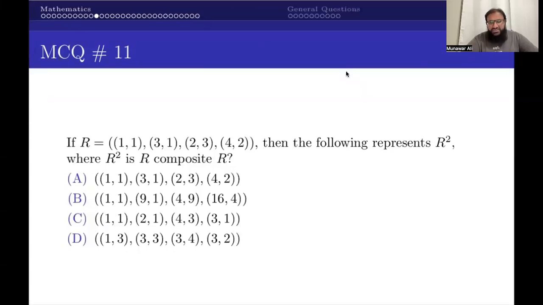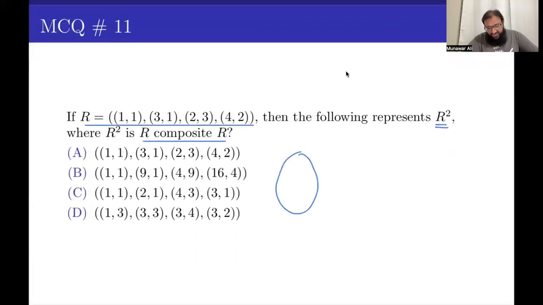So welcome back guys. In this second part, we are going to start from MCQ number 11 and move towards the final MCQ of part 2, which is MCQ number 20. So the first question is, we are given a relationship defined in this way. Then the following represents R2 or R square, where R2 is R composite R. So simply we have to find or we have to compose R with R.